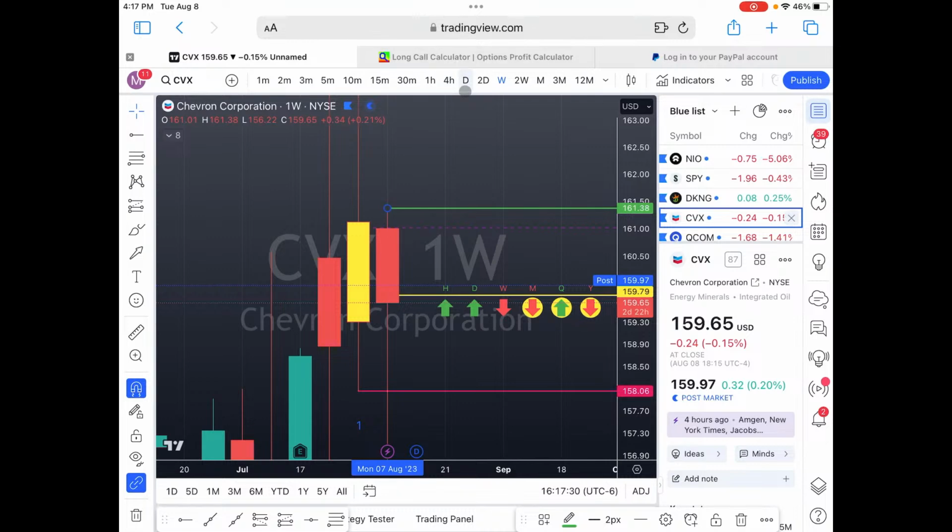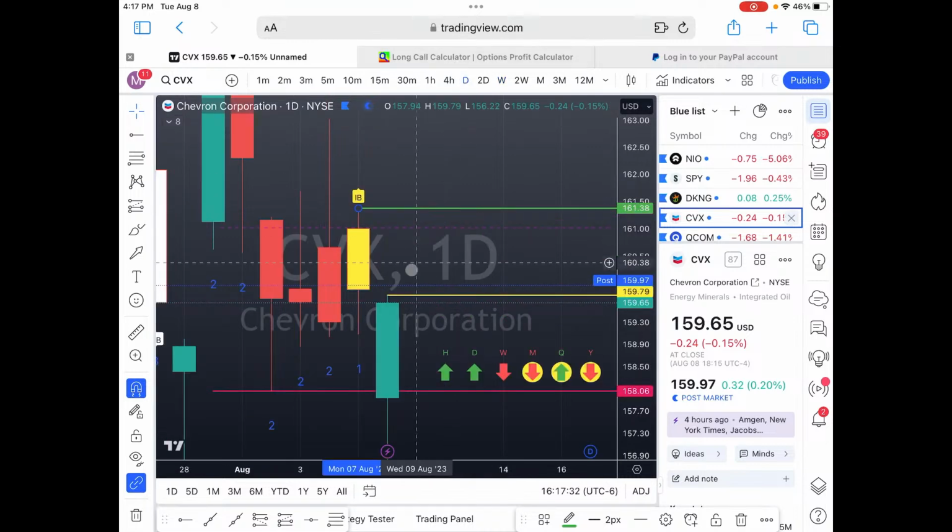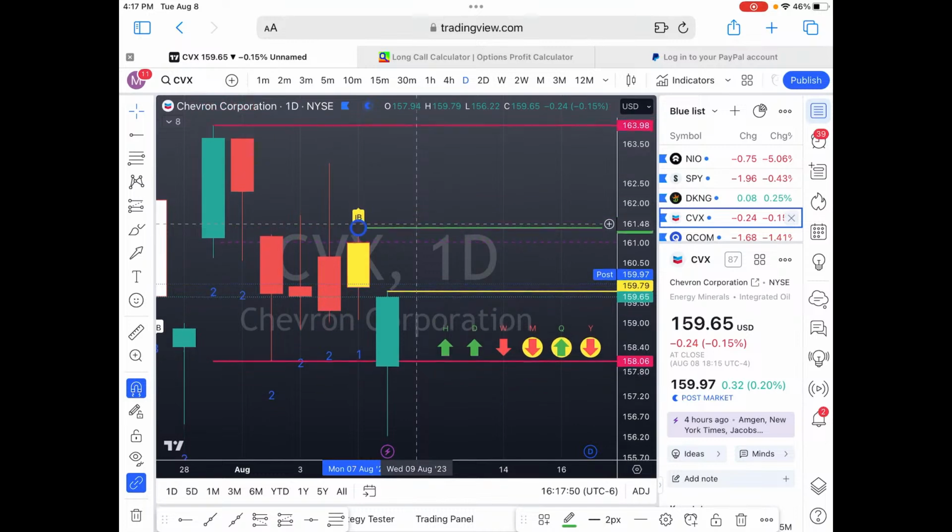So I'm going to go back to this daily chart here. This is what we're looking at here, guys. We are looking at this 2 down that finished green. We're looking for it to trend back up. If we break through this purple line and close above it, or even if we break it, I don't really need a close above it.